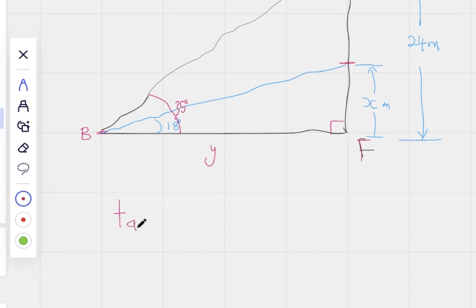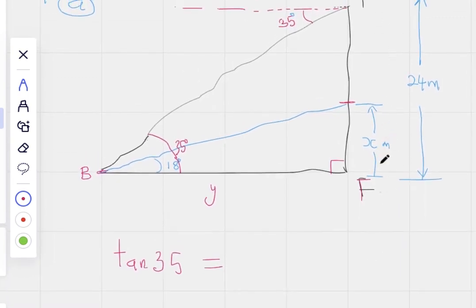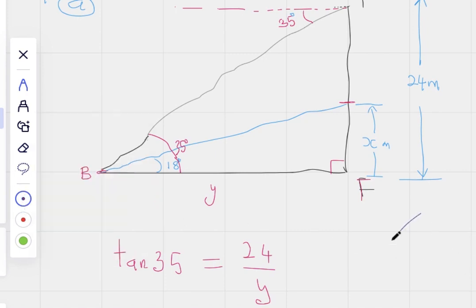So you say tan 35 is equal to the opposite, which is 24 meters, the height, over the side you're looking for, 24 over y. So tan 35 is 24 divided by y. Okay, remember you can use the blue triangle formula to solve this, or you just cross multiply. If you don't know how to use the blue triangle formula, just cross multiply.